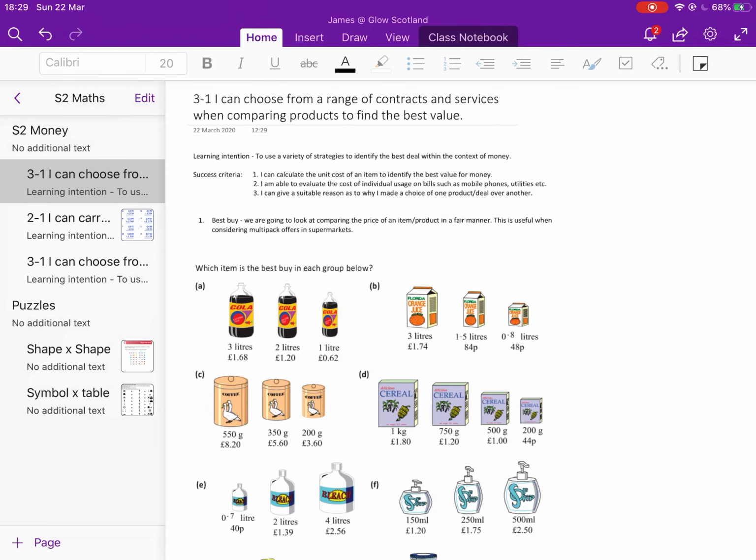Hi S2, this is the first lesson on money. This is the level 3 with extension into level 4 work.